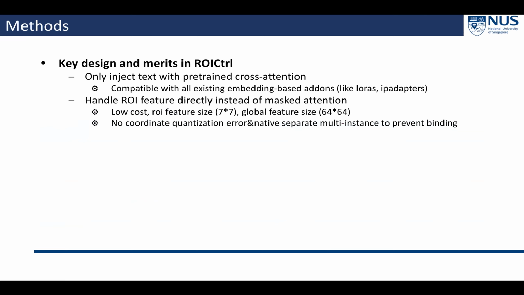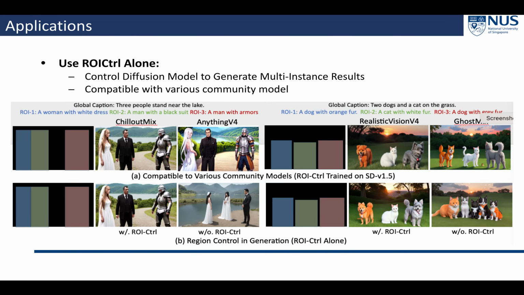Some key designs in ROI Control are that we only inject the text with the pre-trained cross-attention and make it compatible with existing add-ons. And we also handle the ROI feature directly on the small ROI feature instead of the global feature size. And we are without coordinate error and naturally separate multiple instances.